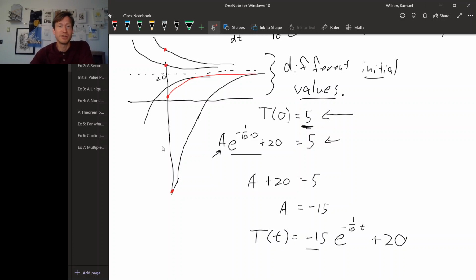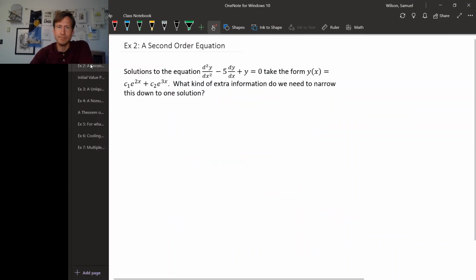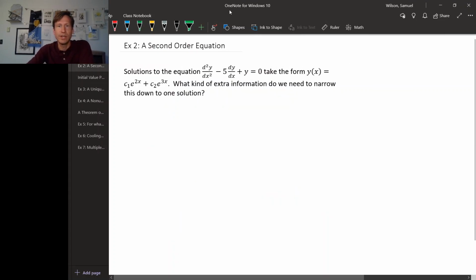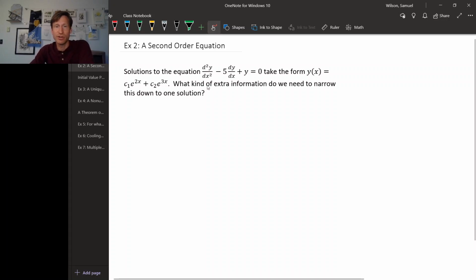Okay, let's look at another example. Here is a second order differential equation: the second derivative of y minus 5 times the first derivative of y plus y equals 0. And it turns out that solutions to this equation all look like this: some constant times e to the 2x plus some other constant times e to the 3x. And I'll let you check that.